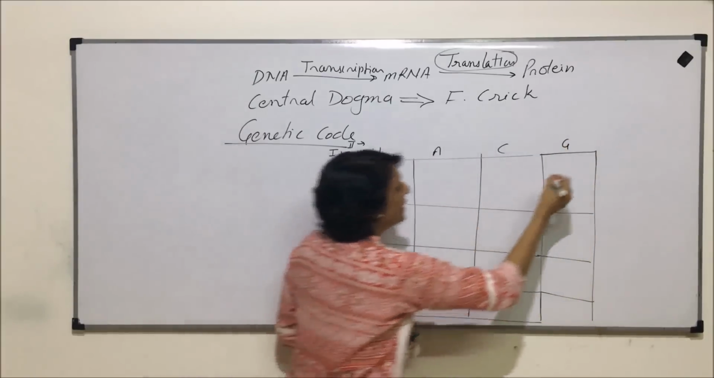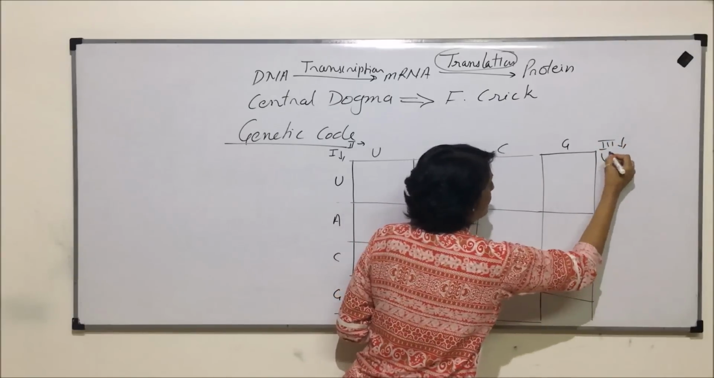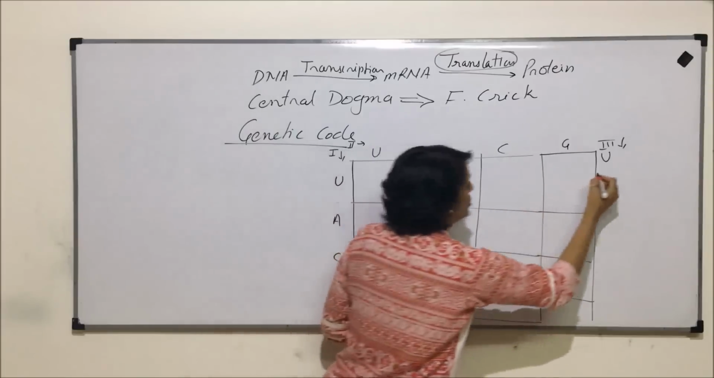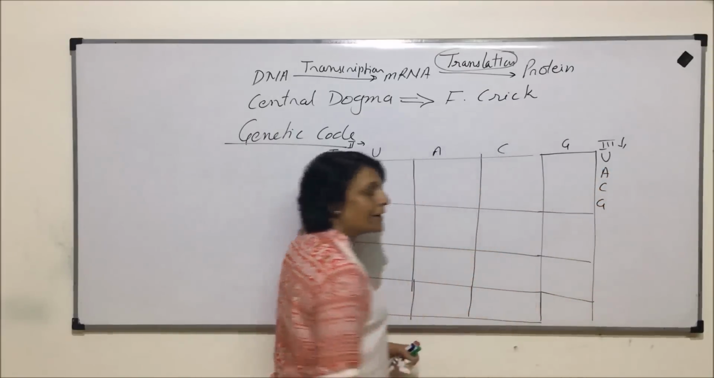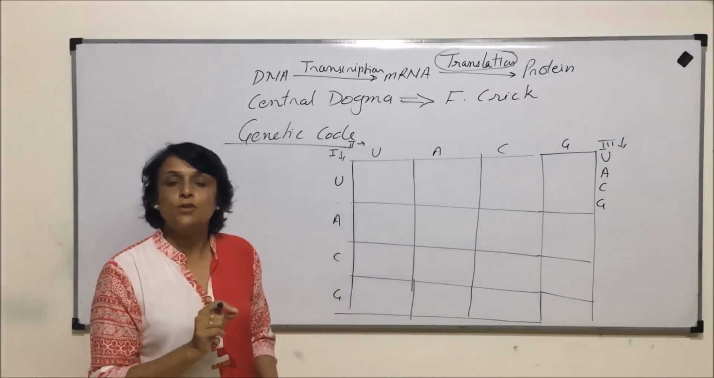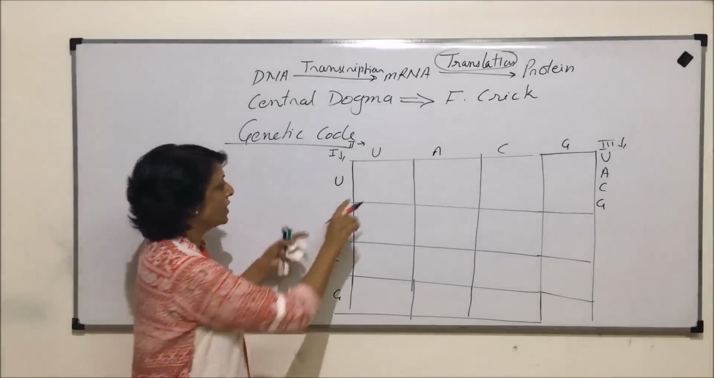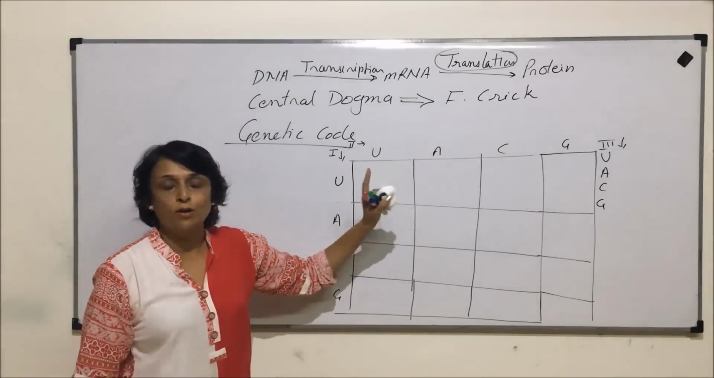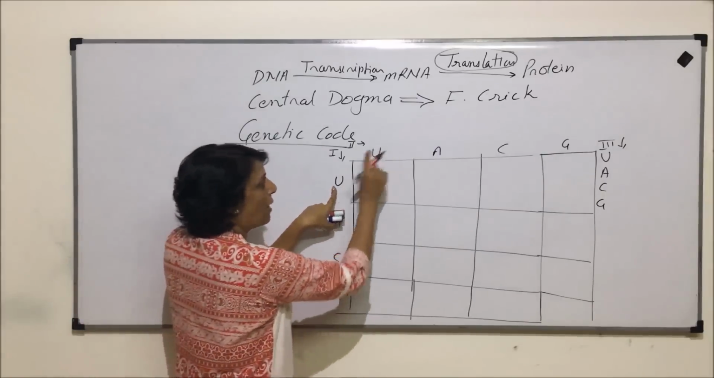And the third one will be taken on this side, and we will follow the same sequence: U, A, C, and G. That means if we make these combinations of these three, then we will get all 64 codes. Let us fill one box and automatically we'll understand how the other boxes will get filled. We have to have combinations.